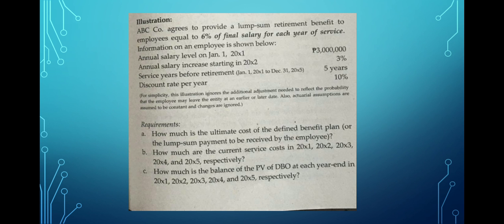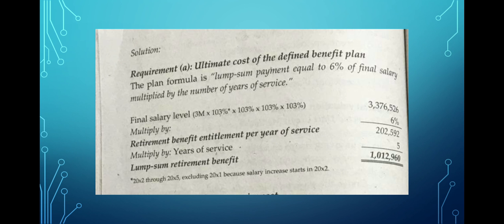So what are the requirements? A, how much is the ultimate cost of the defined benefit plan, or the lump sum payment to be received by the employee? B, how much are the current service costs in 20X1, 20X2, 20X3, 20X4, and 20X5 respectively? And C, how much is the balance of the PV of DBO at each year end in 20X1, 20X2, 20X3, 20X4, and 20X5 respectively? And we have the solution.